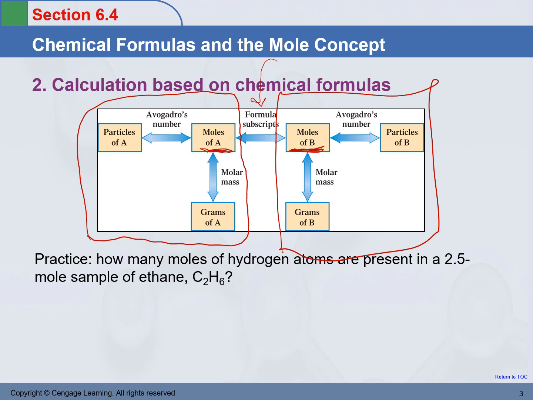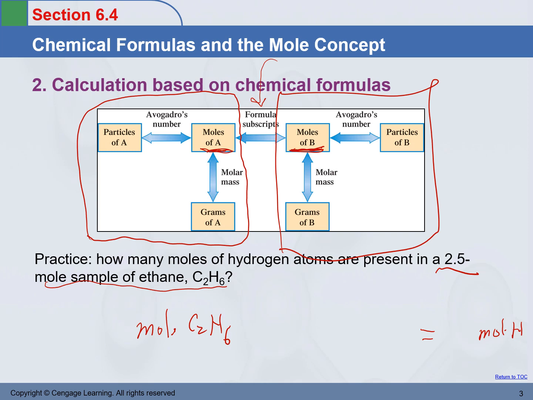How many moles of hydrogen atoms are present in the 2.5 moles of ethane? All right, let's identify what is given and what is wanted. Given information is 2.5 moles of ethane. So we know moles of ethane in this question. What is wanted is moles of hydrogen.